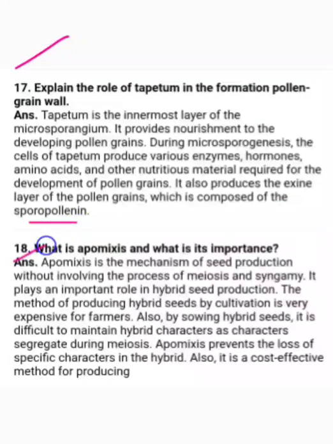Now next question, what is apomixis and what is its importance? Apomixis is the process of asexual reproduction which mimics sexual reproduction, and by this mechanism seed production will be there without the involvement of the process of meiosis and syngamy. This plays an important role in hybrid seed production, and these hybrid seeds are later on used for cultivation by the farmers. By sowing hybrid seed, it is difficult to maintain the hybrid characters as the characters will segregate during meiosis.